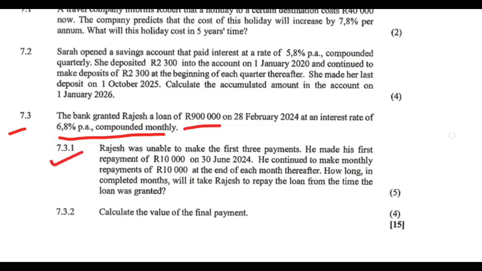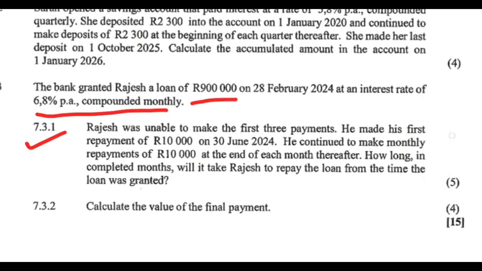So the first question says Rajesh was unable to make the first 3 payments. He made his first repayment of 10,000 on 30 June 2024. He continued to make monthly repayments of 10,000 at the end of each month thereafter. How long in completed months will it take Rajesh to repay the loan from the time the loan was granted? So we need to solve this question.